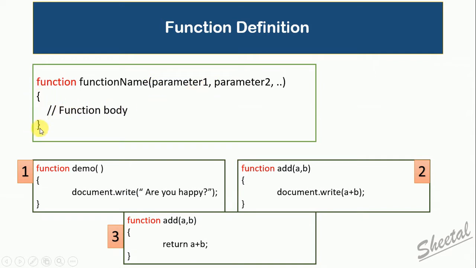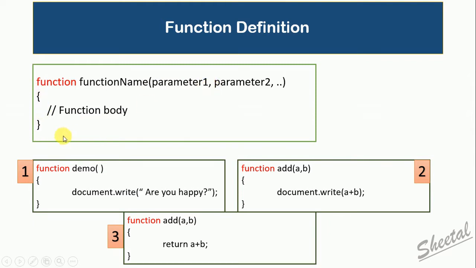Let's repeat these points. First, a function is defined with the function keyword. Second, the function name should be unique and meaningful. Third, a list of parameters to the function is enclosed in parentheses and separated by commas. Fourth, the function body is enclosed in curly braces.